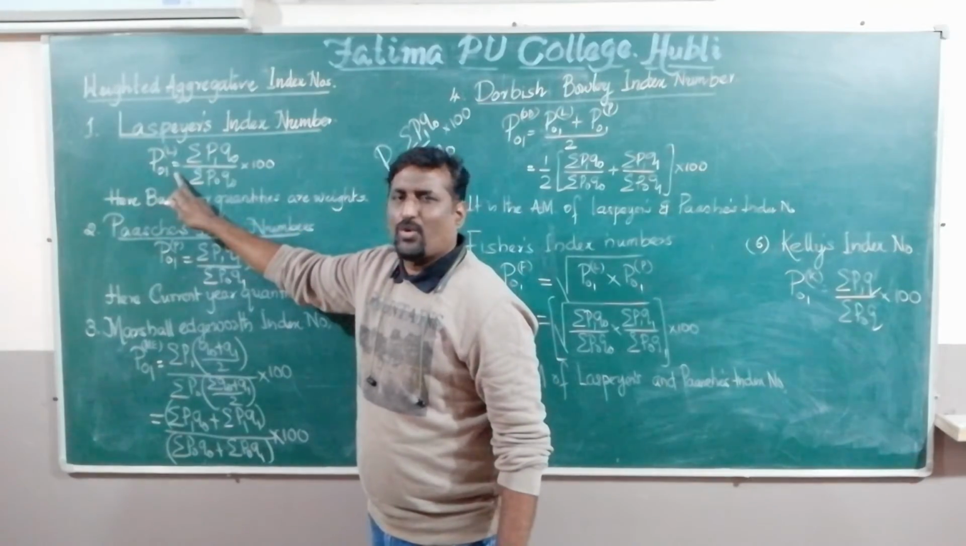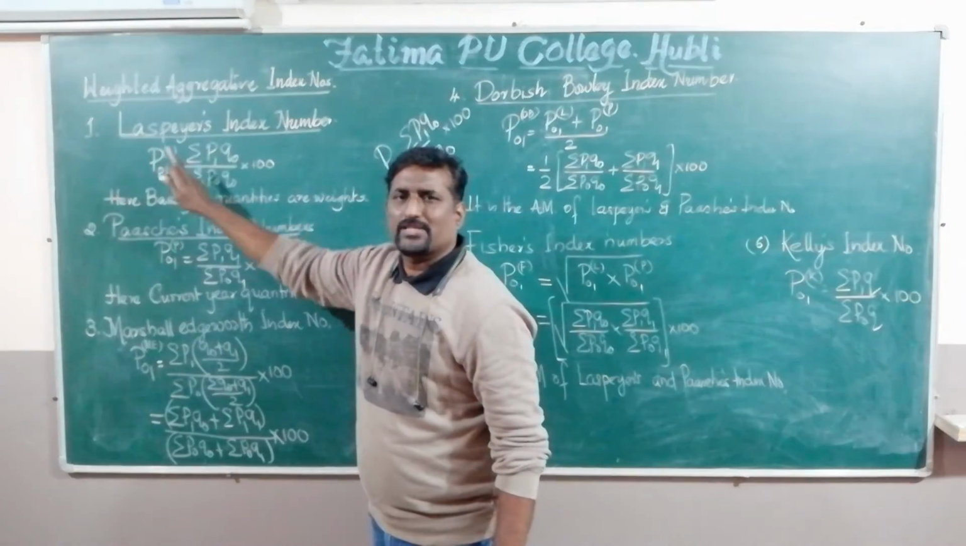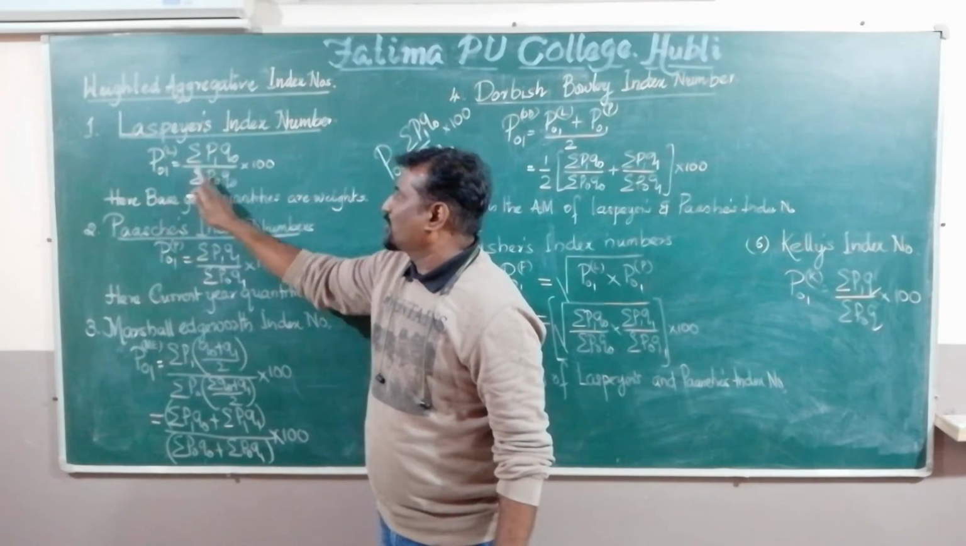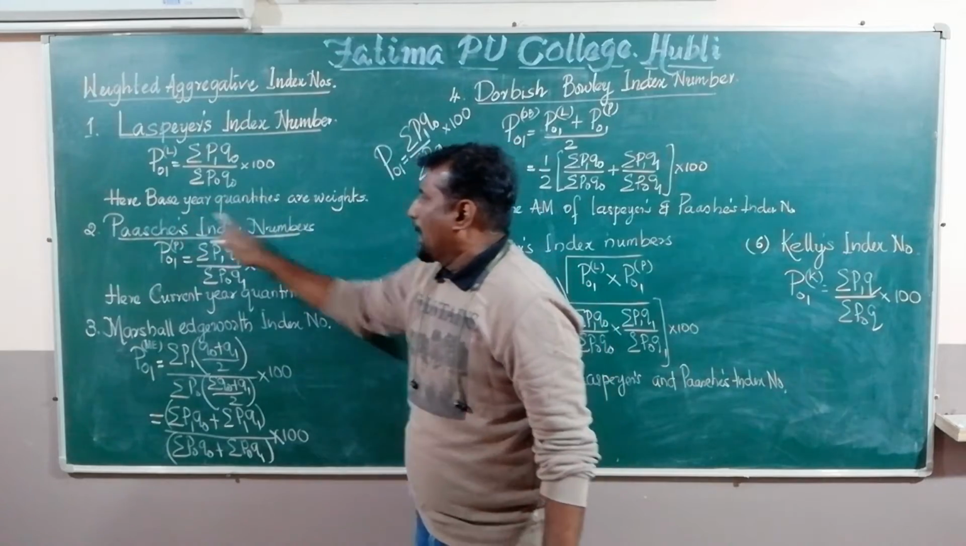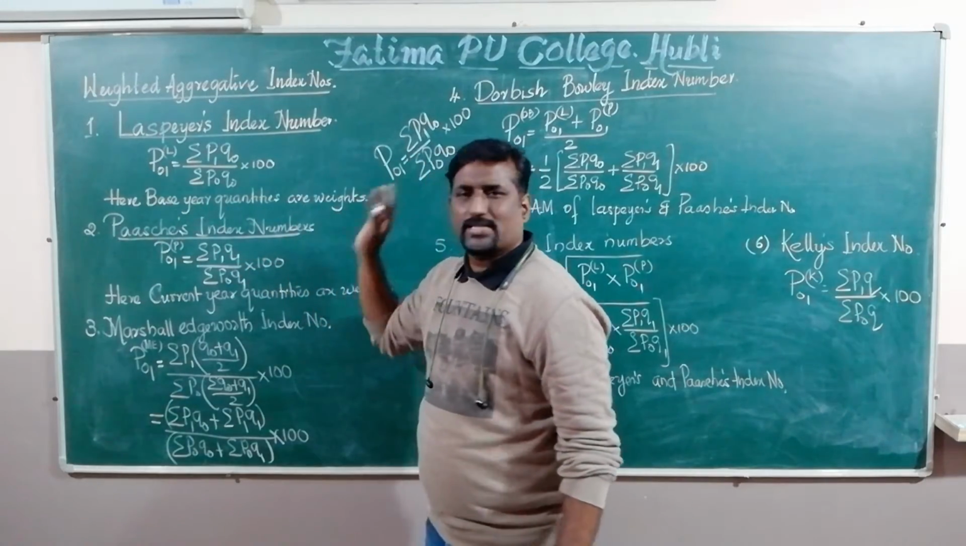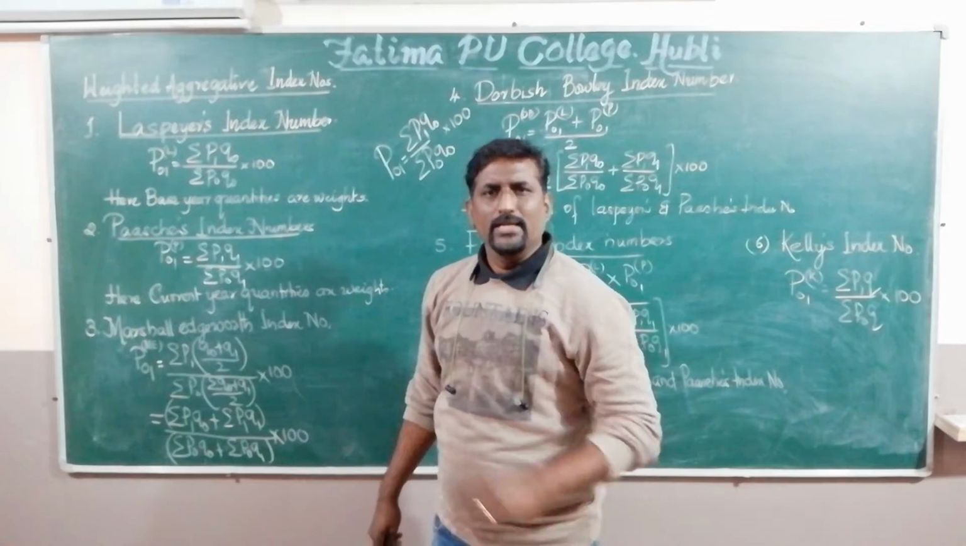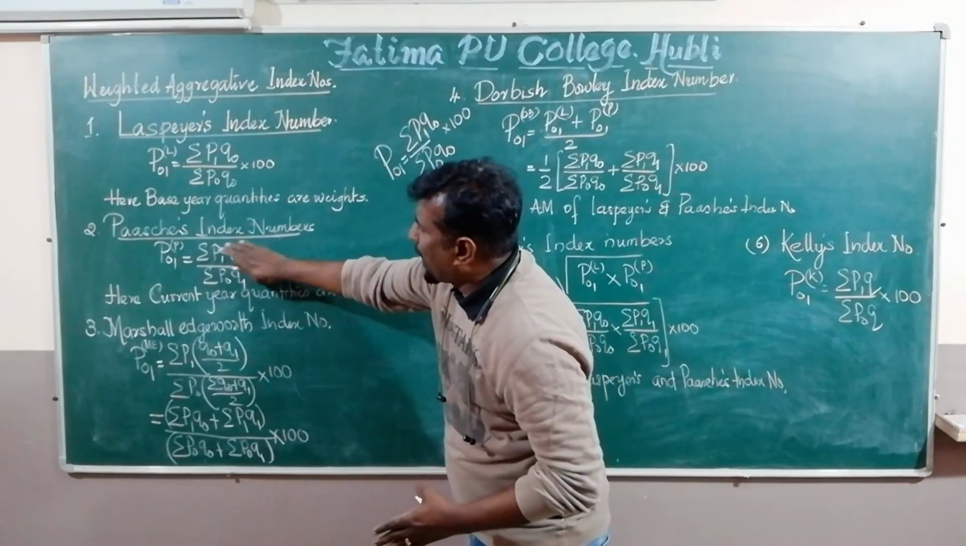Here P01 L indicates last year's index number. Summation P1 Q0 divided by summation P0 Q0 into 100. Very clearly it has been written: base year quantities are weights. Okay. The same thing even for past year's also.